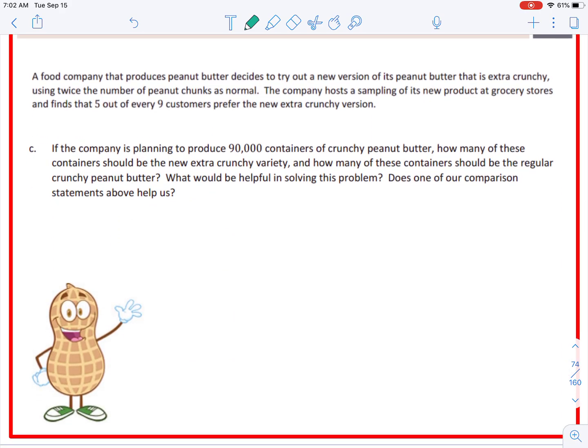if a company is planning to produce 90,000 containers of crunchy peanut butter, how many of these containers should be the new extra crunchy, which is 5, and how many of these containers should be the regular crunchy, which is 4? What would be helpful in solving this problem? This one is comparison statements. So, altogether, they're going to make 90,000. So we have to find what each is going to be if they made 90,000 containers.